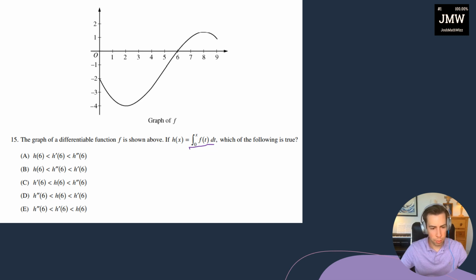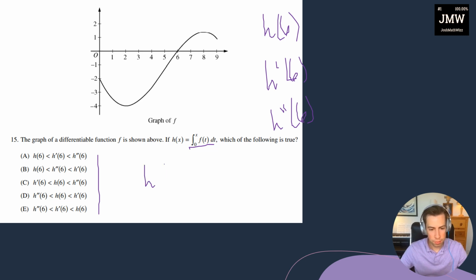So a couple things. If we look at our answer choices, we know that we're going to need h of 6, h prime of 6, and then h double prime of 6. So the first thing that I'm going to do is figure out what is h of 6? If I have h of 6, then I'm going to plug in 6, where I see that x right there, for f of t dt.